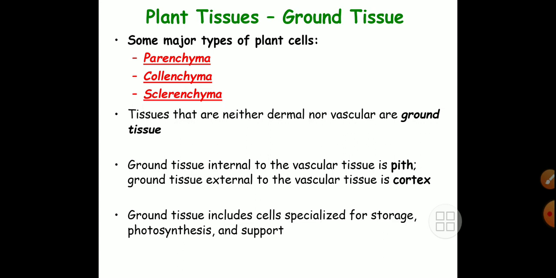Ground tissue internal to the vascular tissue is the pith. आपल्याला माहिती आहे की ॲनाटॉमिकल स्ट्रक्चर आपण जेव्हा सेक्शन घेतो एखाद्या प्लांटचा, सेंटरला त्याच्यामध्ये पीथ असते. Ground tissue external to the vascular tissue is the cortex. म्हणजे कॉर्टेक्समध्ये ground tissue, पीथ म्हणजे ground tissue. That you have to keep in mind. Ground tissues include the cells specialized for storage, photosynthesis and support. You have to keep in mind, anatomical structures are there that are helping the plant in case of storage, photosynthesis and support.